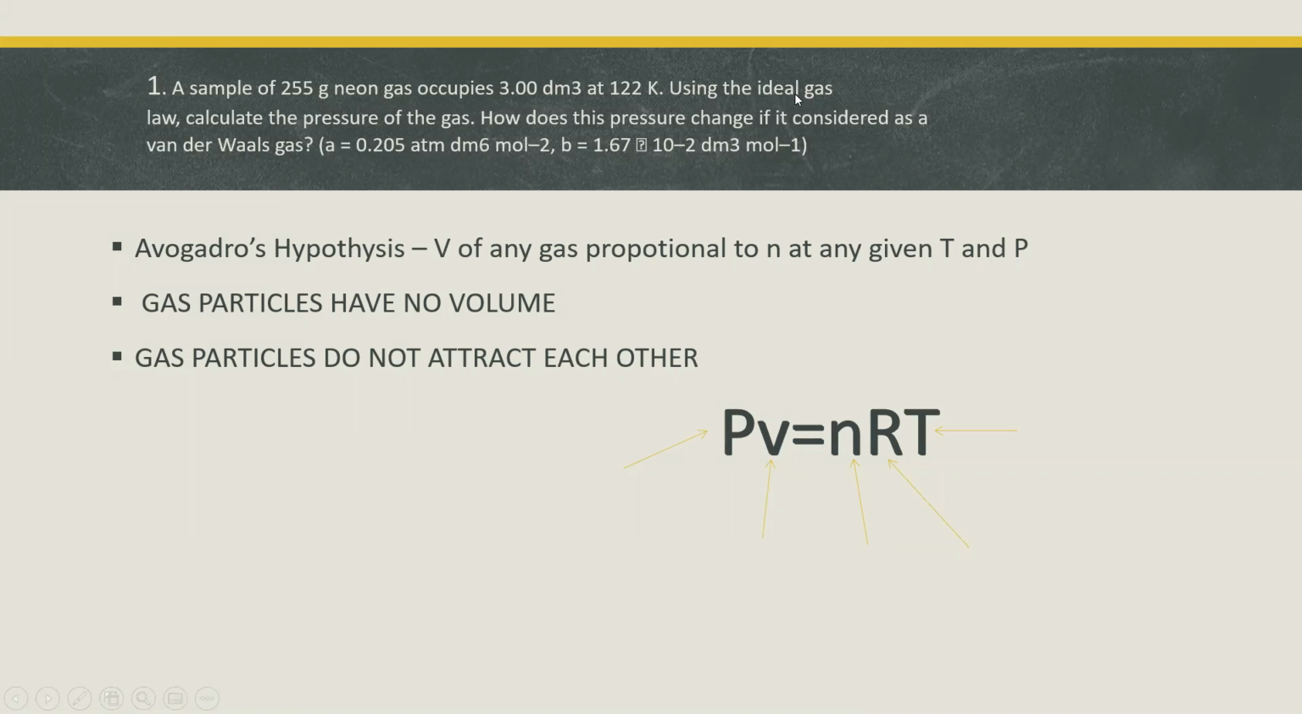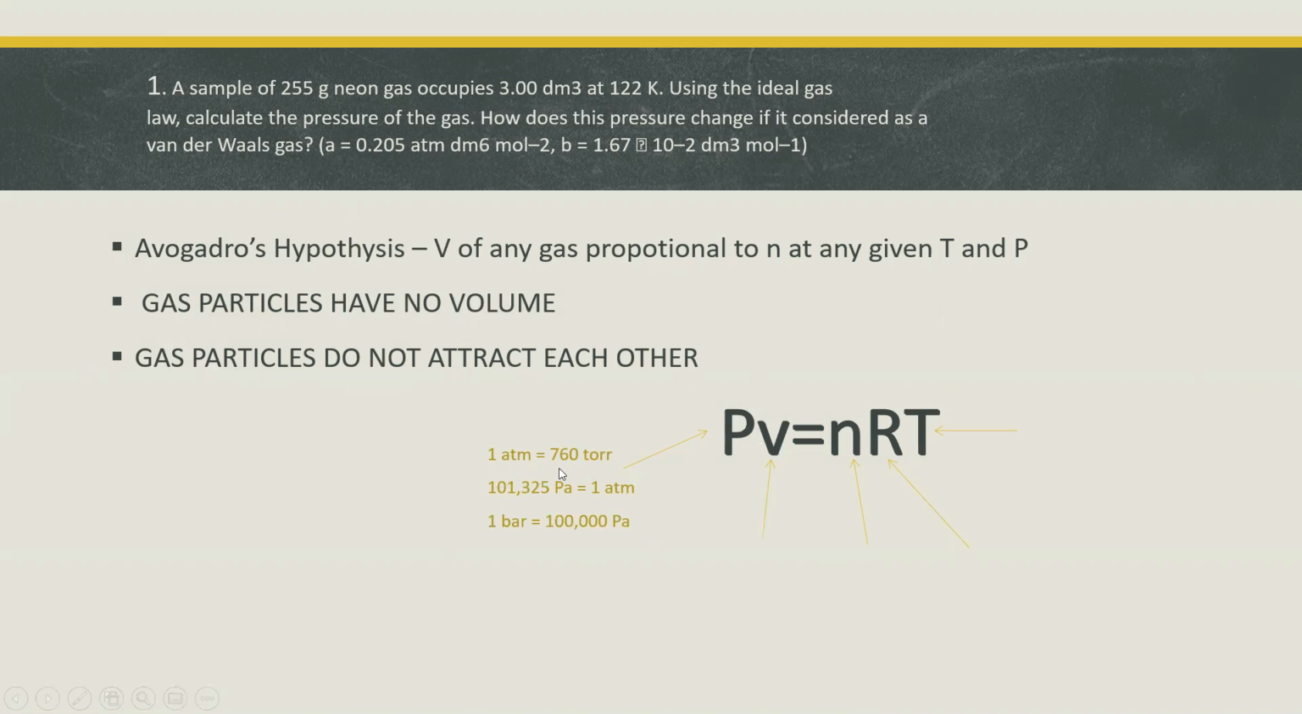If we're looking at it as an ideal gas, like it says in the question, we've got to look at Avogadro's hypothesis, which says that the volume of any gas is proportional to the number of moles at any given temperature and pressure. That gives us this lovely little equation, which is easy to understand: PV equals nRT. But let's look at a couple of laws so we understand the question and the second part a bit more: gas particles have no volume and gas particles do not attract. These will come in handy on the second part of the question, but for now, let's just stick to working out this equation.